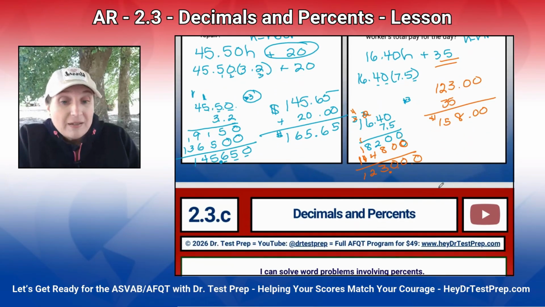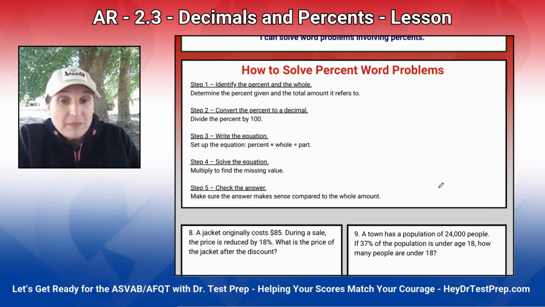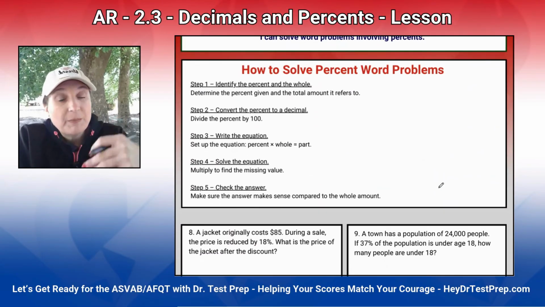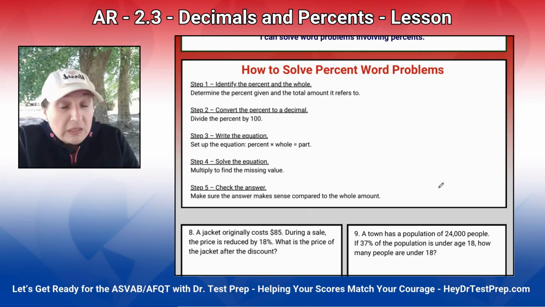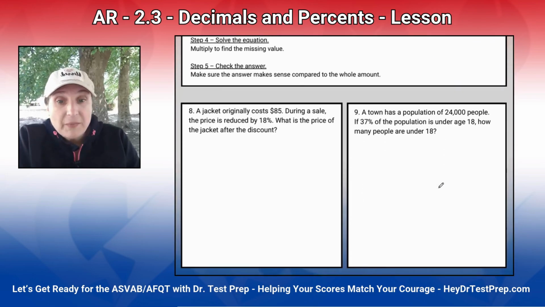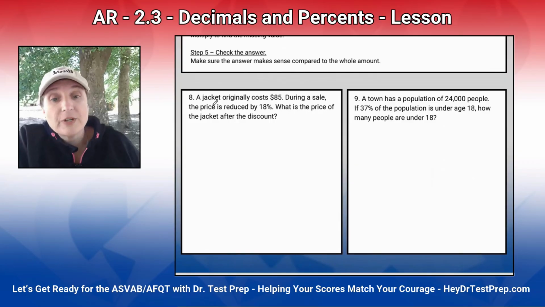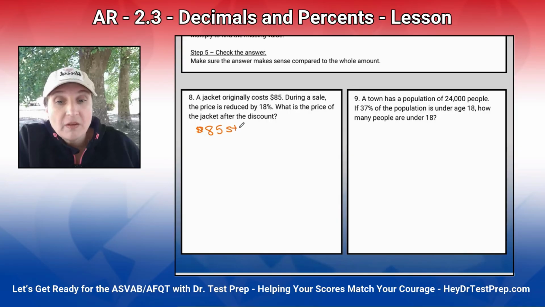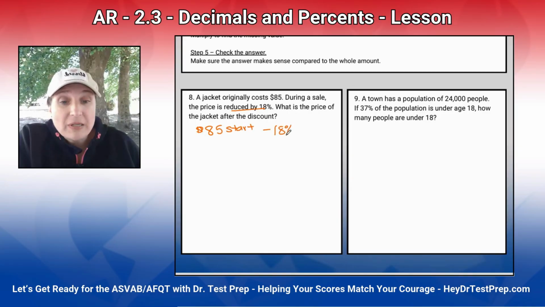All right. Oh, we got more percent problems. So we're doing percentages of part over whole, and then multiplying that way. So we've got an original jacket cost of $85. Then it was reduced by 18%. And so we need to know what's left.